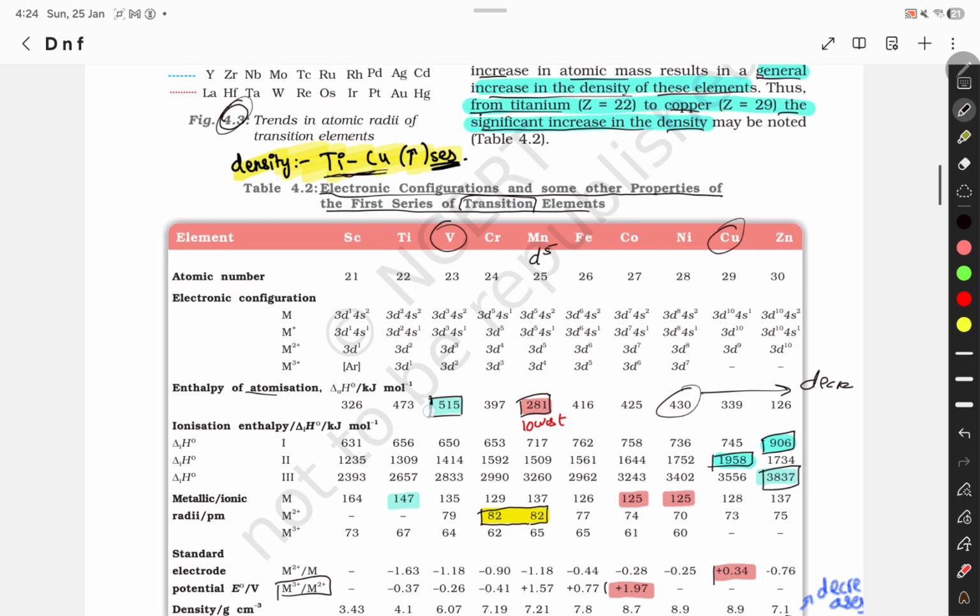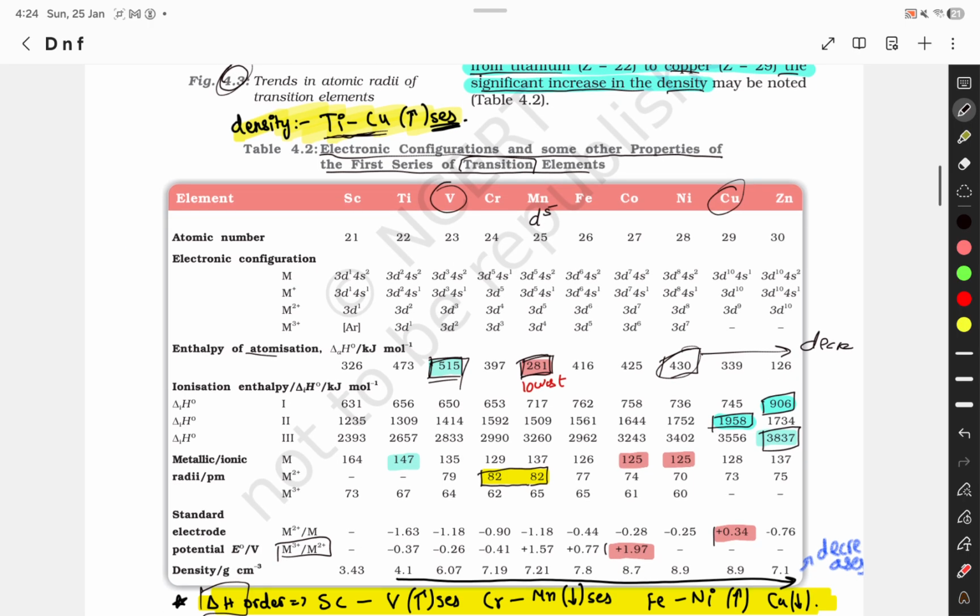Enthalpy of atomization: vanadium has the highest, Mn has the lowest, and Ni is also pretty high. So the order is, scandium to vanadium it increases, vanadium to manganese decreases, manganese till nickel increases, nickel till zinc decreases.